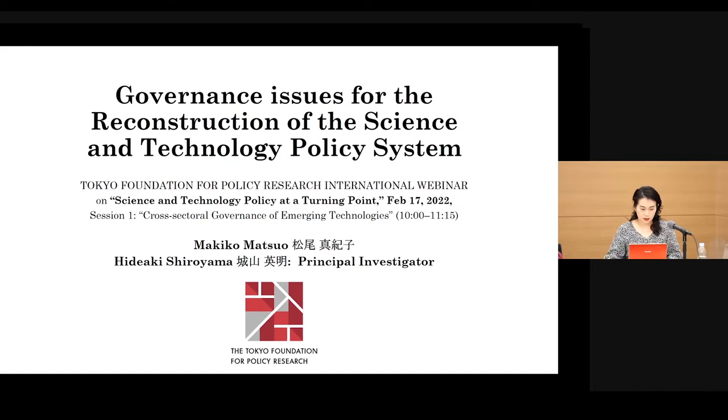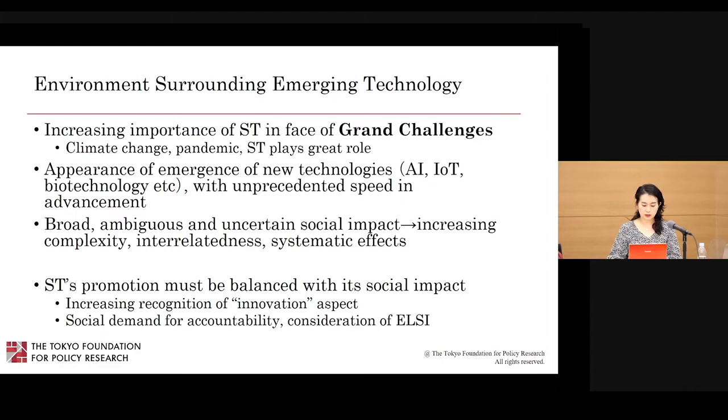So there is an increasing importance of science technology as we face the so-called grand challenges. Such grand challenges include climate change and pandemic, and here the science and technology plays a great role for solution. Meanwhile, we are living in an era where new technologies such as AI, IoT, and as Oe-sensei has mentioned, biotechnology are advancing at unprecedented speed, which is causing the broad, ambiguous, and uncertain social impact nationally and globally, making the science technology issue more complex, interrelated, and systemic. Also, social demand is on the rise for accountability, and consideration of ELSI is important.